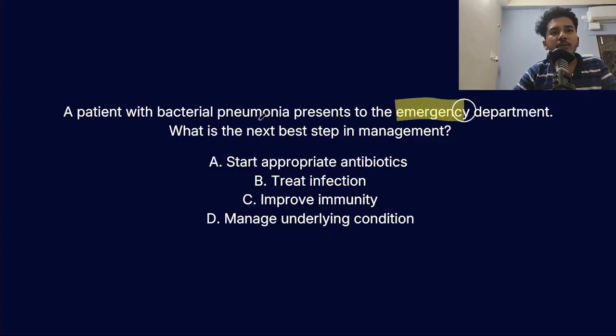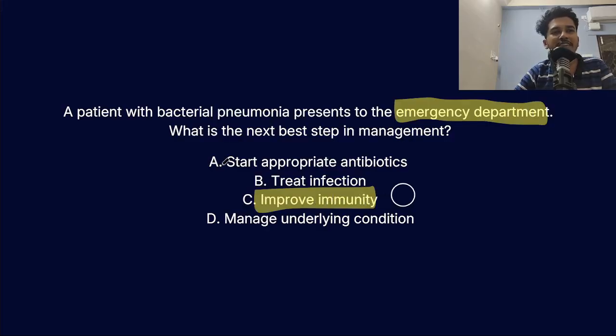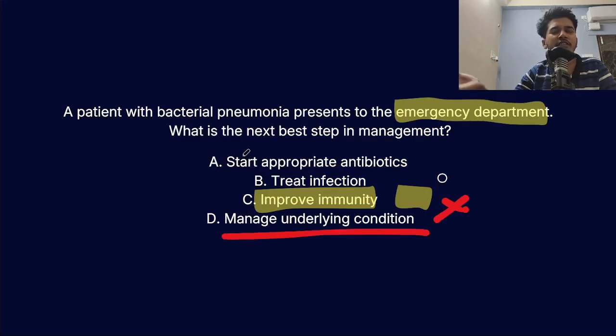So the person presents to the emergency department, right? We can't ask him to improve his immunity in the moment. It's an unnecessary thing to ask someone. It's like someone had a car accident and is lying there on the road, and you go up to them and say, you should have been more careful while driving. You can't do that. So option C, no, it's not the correct answer. Then option D, manage underlying condition. What underlying condition are we managing? We have just been given bacterial pneumonia, so no, this is a stupid option.